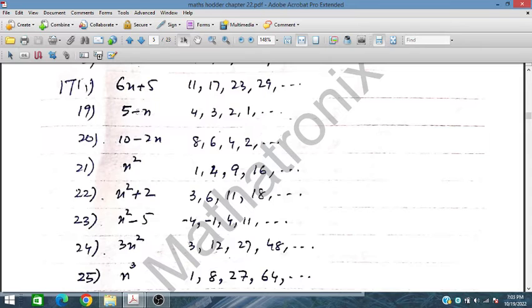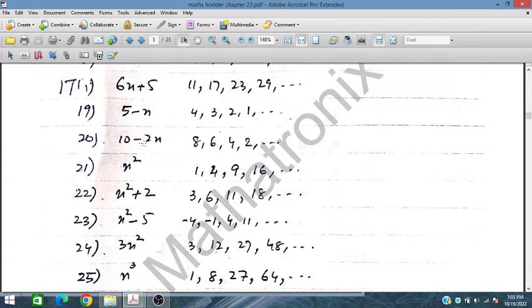5 minus n, and when n is 1, 4. When n is 2, 3. When n is 3, 2. And when n is 4, this becomes 1. So this is a countdown: 4, 3, 2, 1. This way the numbers count down. So we have a higher number and then a countdown like this. Every time n increases, the result actually decreases.